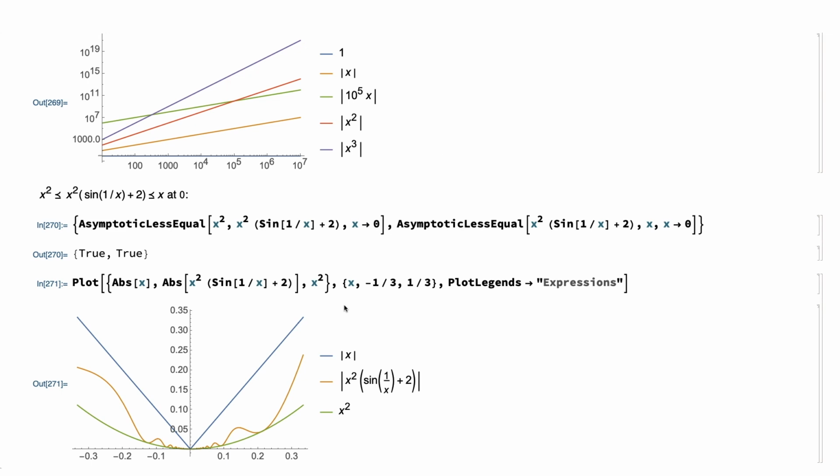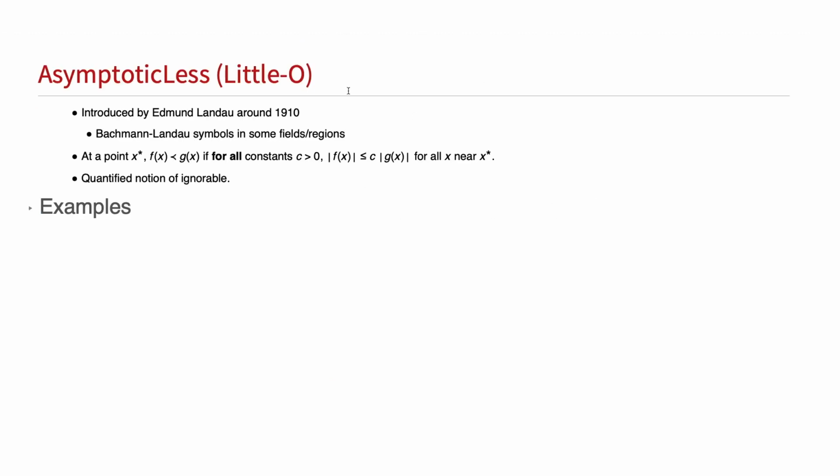Here's a sort of cutesy example. So x squared is less than or equal to x squared times sine of 1 over x plus 2, and that plus 2 is pretty important, which is less than x. And if we look at a plot of that, we see x is going down to 0 this way, x squared is going to 0 even faster, and x squared times sine of 1 over x plus 2 is hugging x squared as it's wiggling up and down.